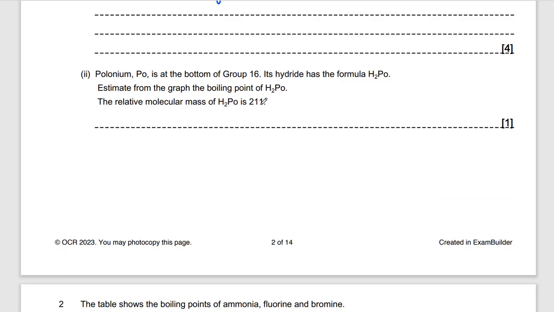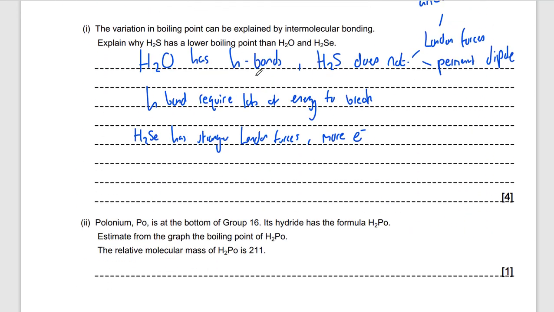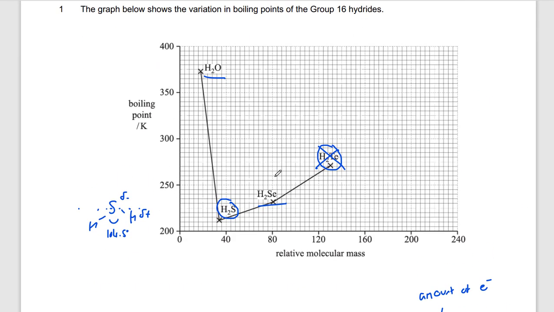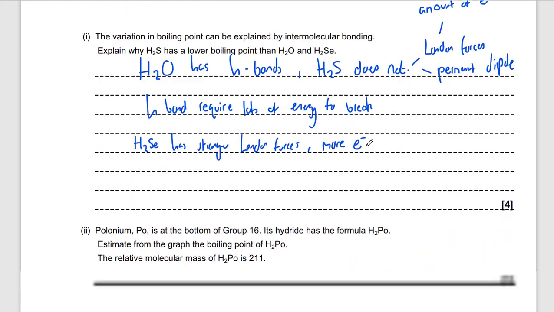I'm going to skip this question. It's essentially estimating from the graph. So you simply have to find the relative molecular mass of polonium and extrapolate the graph. I'm going to do that very badly now. You watch this. I'm going to go straight line and then just sort of extrapolate up a bit, and then work out what the relative mass is. I'm not going to do that question.